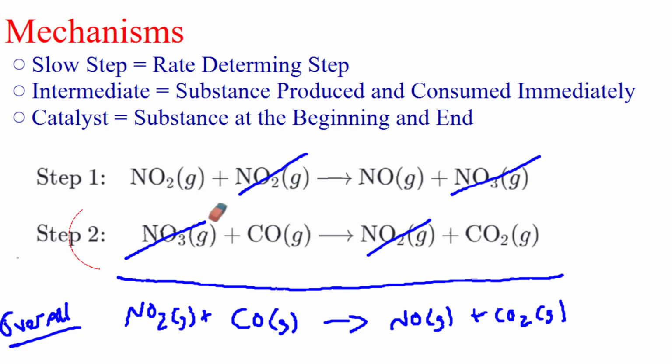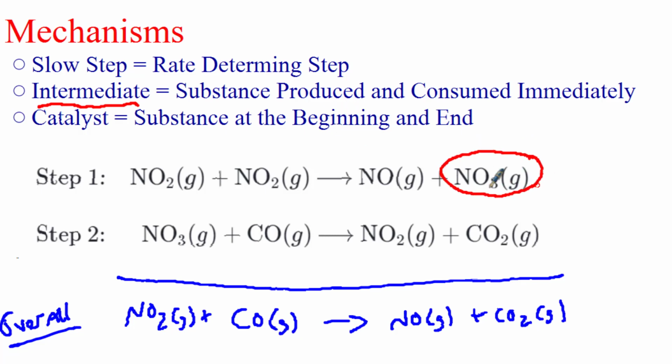It actually happened in two different steps here, and we can see we have a thing called an intermediate. An intermediate is a substance that's produced, like the NO3, and then it's used right away in your reaction. And so NO3 would be called an intermediate. It's not part of the reaction, ultimately, because it cancels out, but it's something that's made and then used right away.